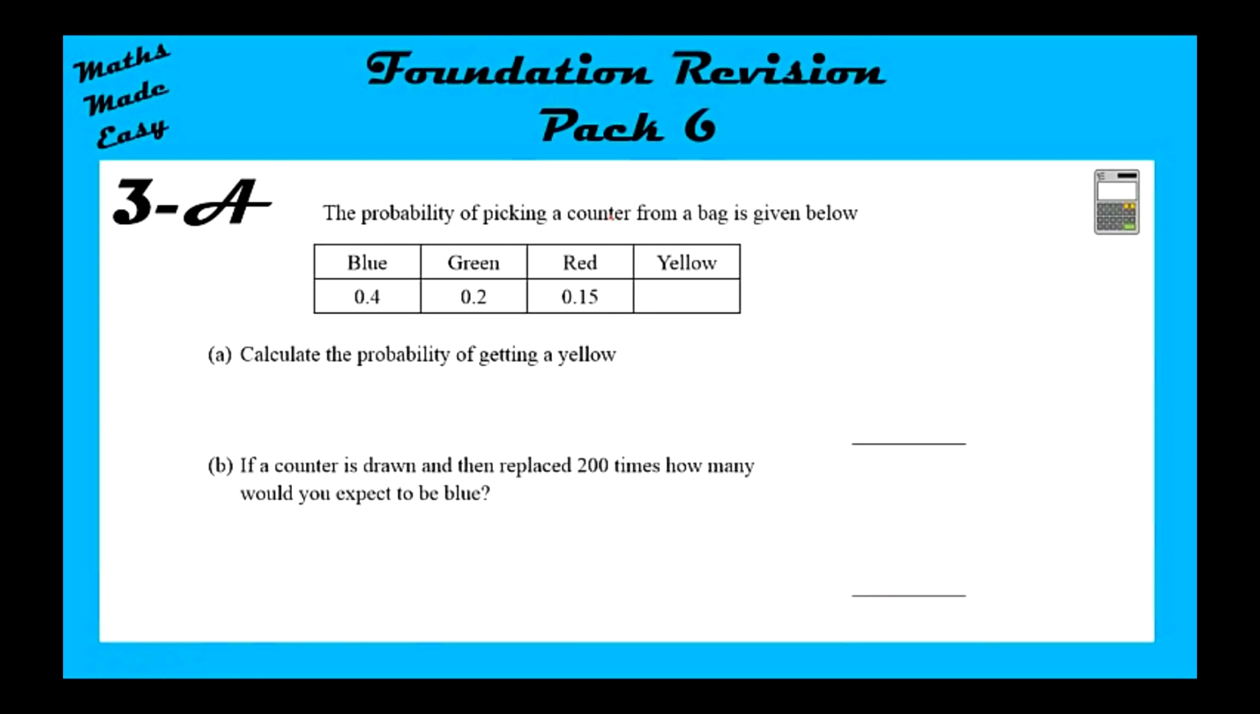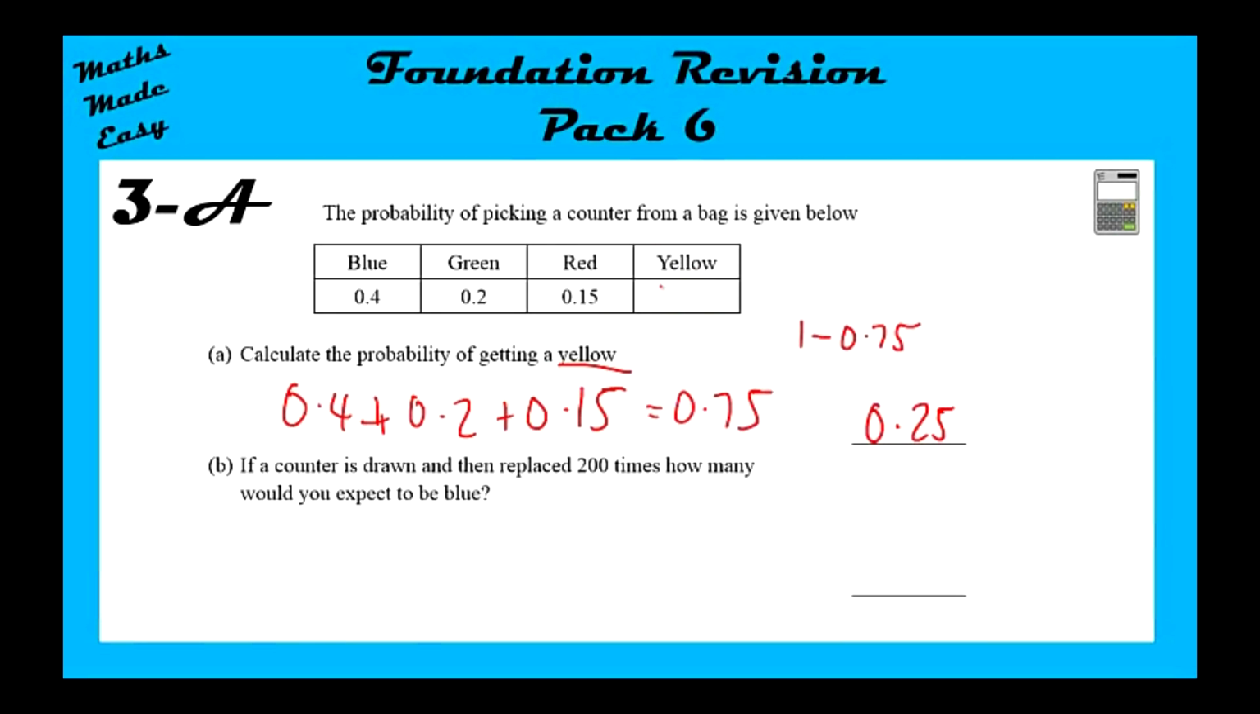Alright, so a probability question for 3A. We've got a bag of counters in, and these are the probabilities of selecting certain counters. So calculate the probability of getting a yellow. So at the moment we've got 0.4, 0.2 and 0.15. If you add all of that together, you get 0.75. Now probabilities have to add up to 1, so 1 take away that 0.75 will leave you with 0.25, which is the answer for yellow.